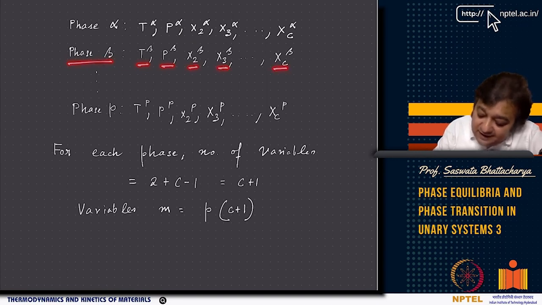So 2, 3, see, I haven't included 1 because I have taken 1 as the dependent component, right? Now for phase P also, you have T P, P P, X2 P, X3 P, up to XC P.